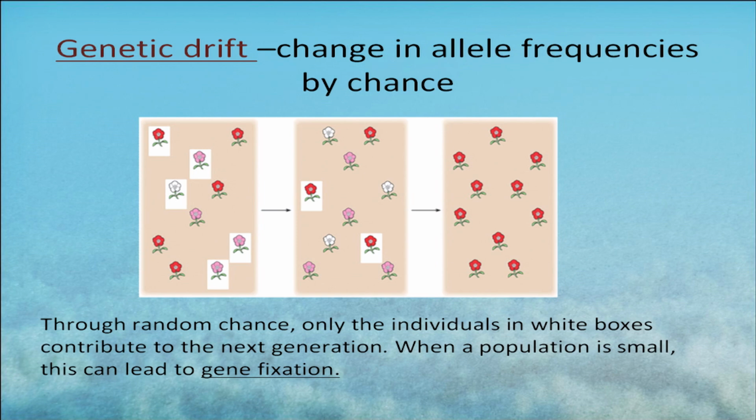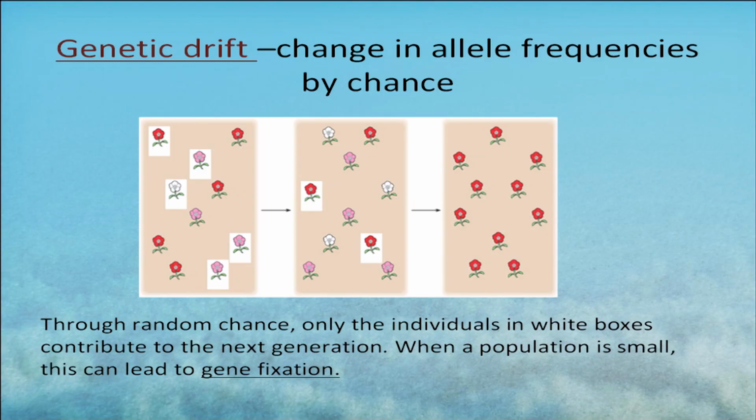It usually comes about by chance, where only by chance certain individuals mate, and as a result, we change the allele frequency. In this picture here, what we see is the first generation on the far left, and that's going to be a population of flowers, and some are red, and some are pink, and some are white. But only some of those individuals mate for the second generation, which is the middle column.